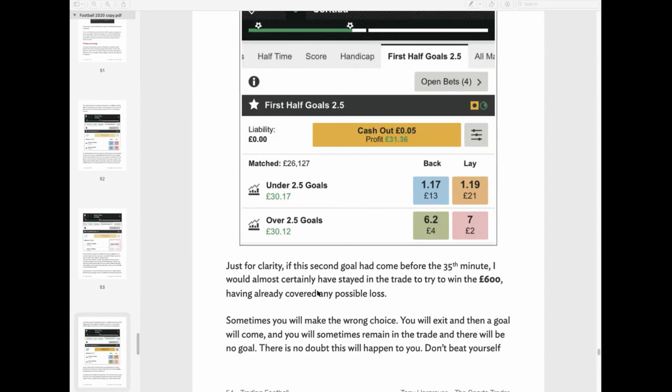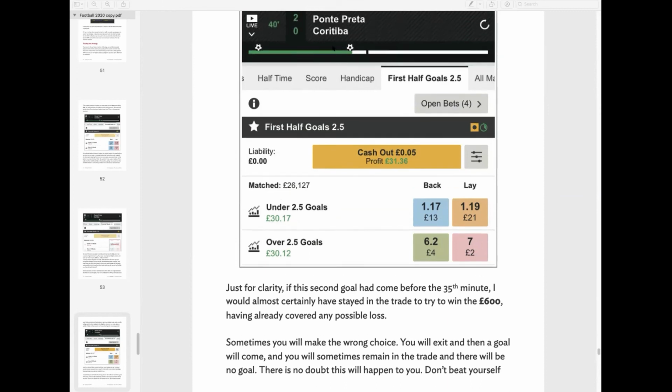So just to be clear on this as well, had that second goal come before the 35th minute or the 30th minute, before I'd put in that over 1.5, I would have almost certainly stayed in to win the 600. Because had this one here come, it's 40th minute. Had it come before 35, because I've already covered the 69, I'm going to stay in for the last 15 minutes or the last 10 minutes at least.